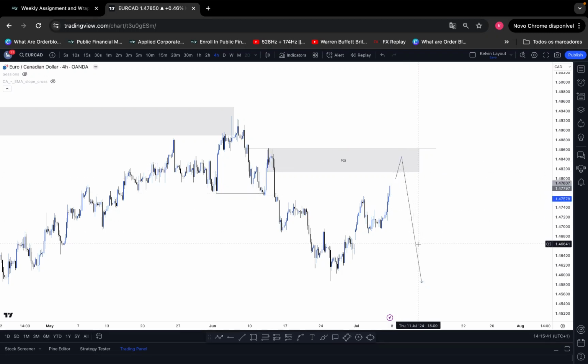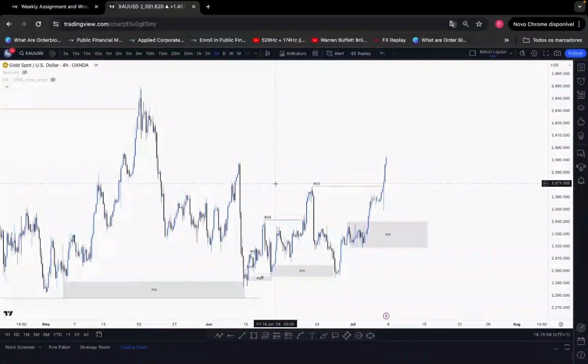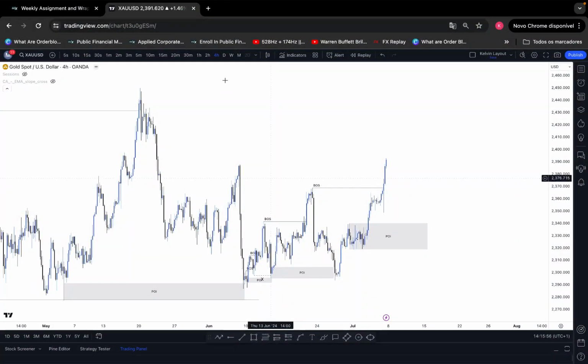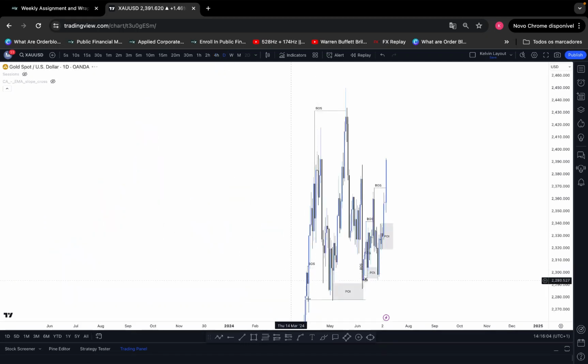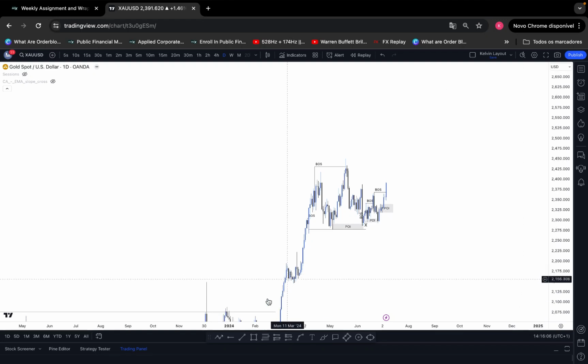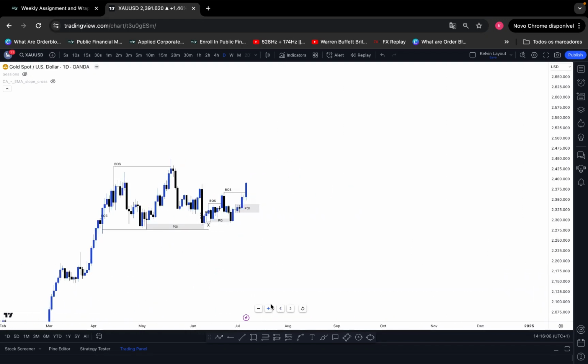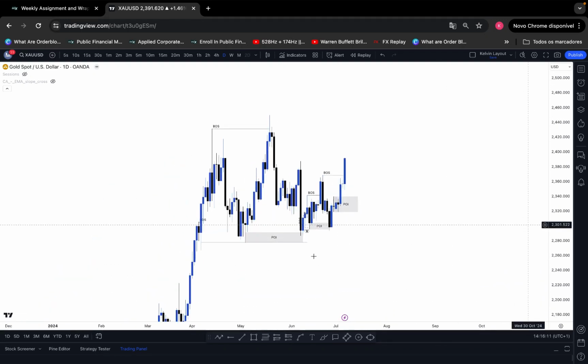Okay, so let's go to the last pair. Our last pair is going to be gold, as it always has been. And for gold, I can even start from the daily time frame. We can see that gold is on a strong bullish order flow. It's very strong against the dollar, and we can see that we had this nice break of structure right here. Price came back, and now we're seeing price continue to push up.